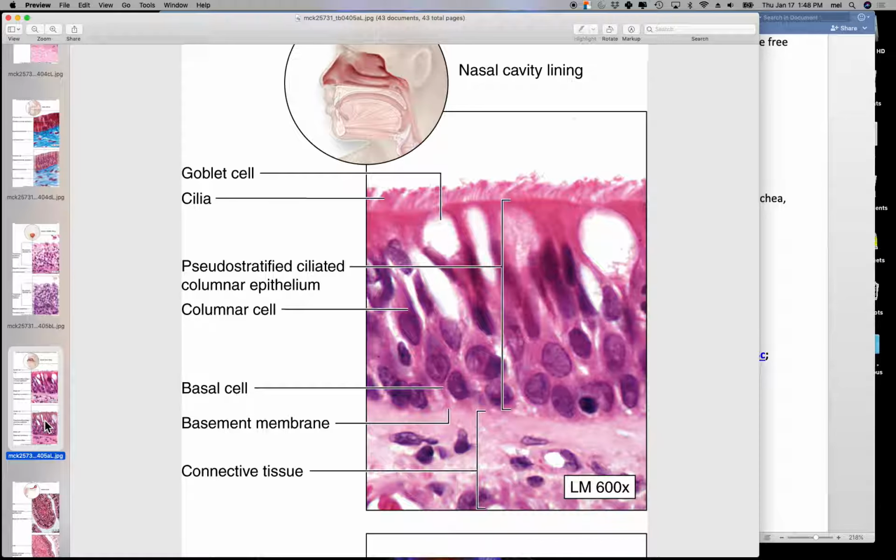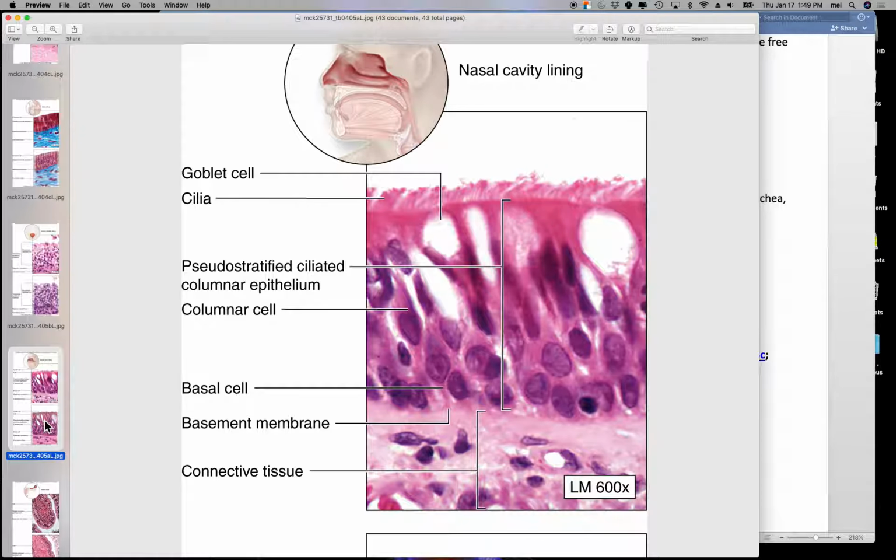Pseudostratified. Now, the cells that reach the apical surface, they will be ciliated. These cells are not ciliated because what would the point of that be, right? That's a waste of protein synthesis to ciliate anything down there. But the cells that reach the apical surface will be ciliated. In addition, this tissue often has visible goblet cells. We'll talk about goblet cells more in just a second.